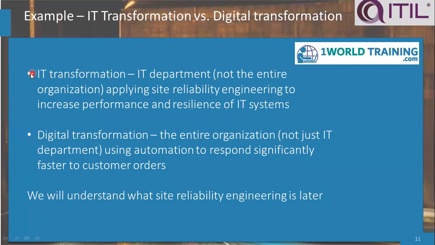Let us consider an example of IT transformation as compared to digital transformation. You might recall that we have already understood the concept of digital transformation. So let's look at that example first. In digital transformation, the entire organization, not just the IT department, is using automation to respond significantly faster to customer orders. This is digital transformation. IT transformation is the IT department, not the entire organization.